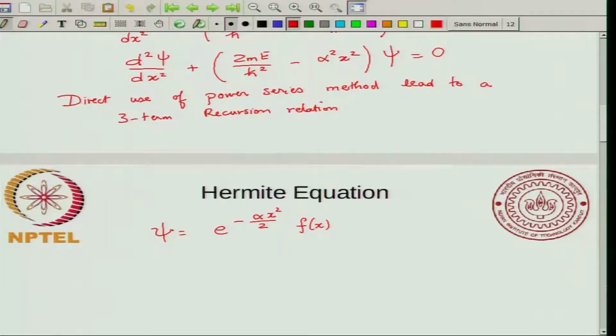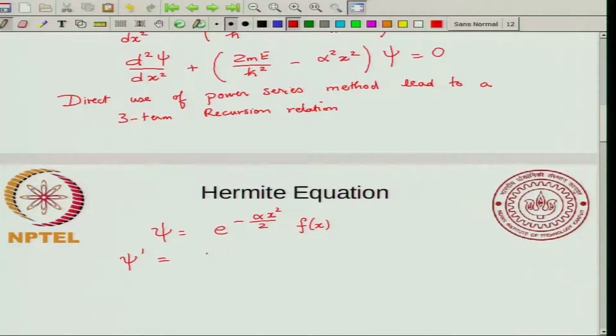So, what I did is I wrote the psi in this form, and you can see what happens when you do e to the minus alpha x square by 2. You take 2 derivatives of this, you will get an alpha square x square, you will get 2 alpha x, and then you will get again alpha x, and you will get alpha square x square. So, one of the terms will be that. But when you take this and substitute in this relation, you will get a differential equation for f. So, you will calculate psi prime.